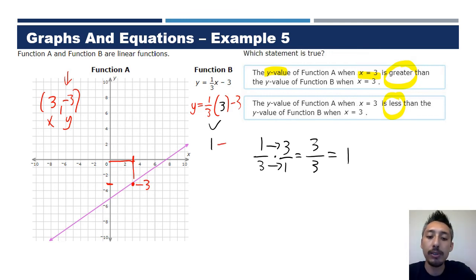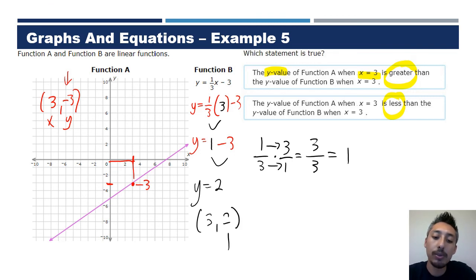Next, we bring everything else down. So we have a minus 3, and all of this is equal to y. The next thing we're going to do is just subtract 1 minus 3, which gives us an answer of y is equal to 2. That means that when x is equal to 3, for function b, y is equal to 2. So 2 is the answer for function b.